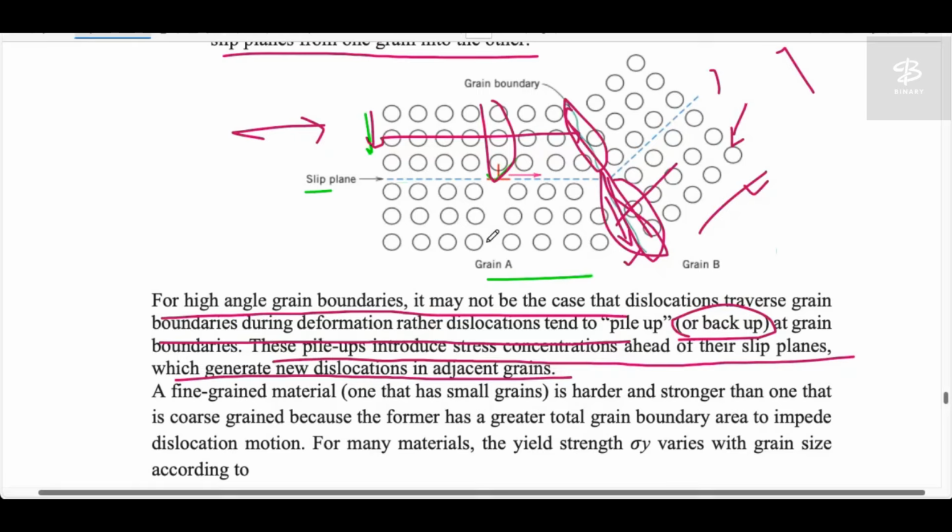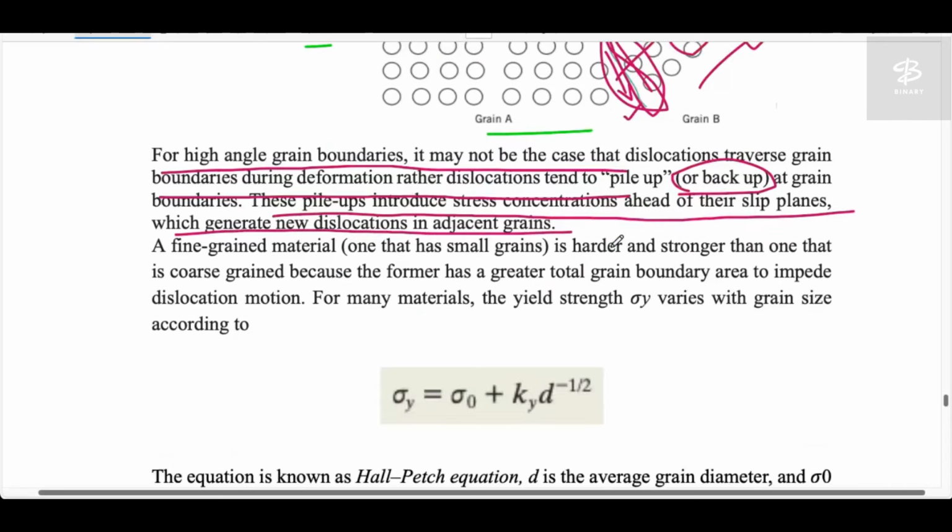If they have come from A and B, the new one would not be of the same kind. There could be any kind of dislocation, but it would be generated in that nearby grain. So that will basically disturb your nearby grains.